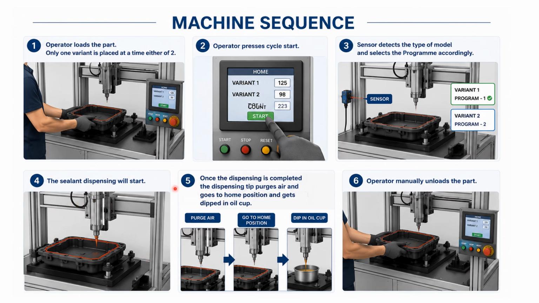Now, once the dispensing is completed, the dispensing tip purges air, goes to the home position and gets dipped in the oil. As we move ahead, we will see what the meaning of purging is, what the oil curve means, why they are required, and all those things. And then the operator manually unloads the part. So this is the breakdown of the machine which we want to design.